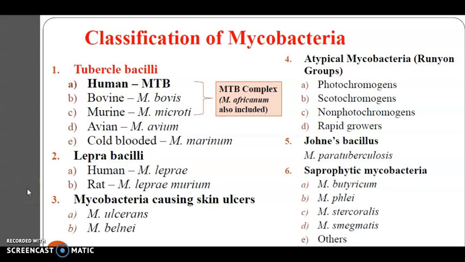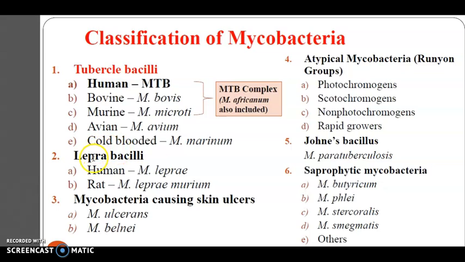Let's see the general classification of mycobacteria. The first group is the tubercle bacilli, and in that, Mycobacterium tuberculosis causes tuberculosis in human beings. And other species include Mycobacterium bovis, which is causing the cattle, and Mycobacterium microti, causing the rodents, that is murine, and Mycobacterium avium, related to the birds, and Mycobacterium marinum, infecting the cold-blooded animals.